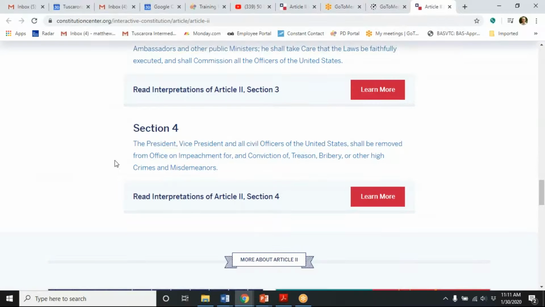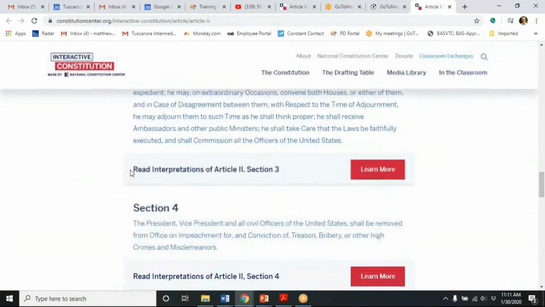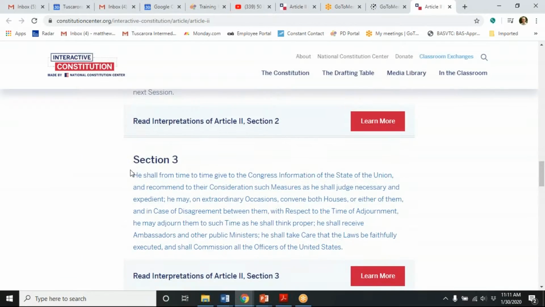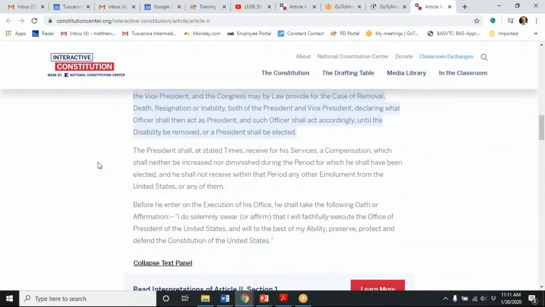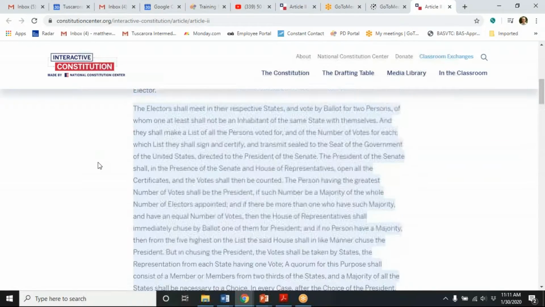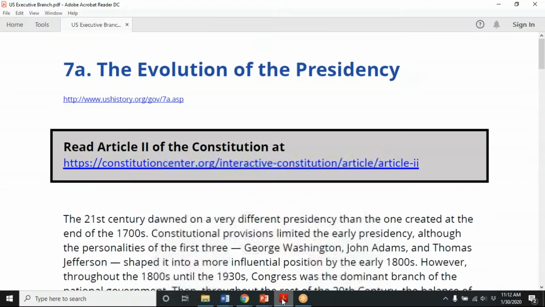Okay, so that's four sections, a couple of which are pretty short, of Article 2 of the Constitution. That's the executive branch. That's the presidency. It's a little bit long, but it's not as long as you might think, considering all the details and how important and complicated it is to be president.